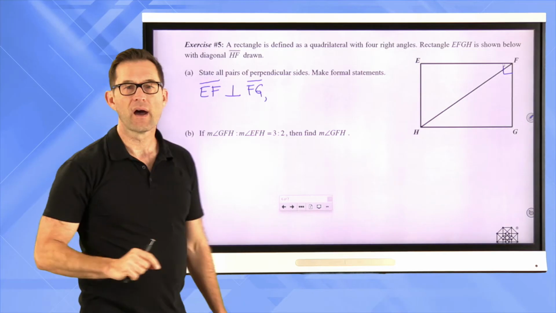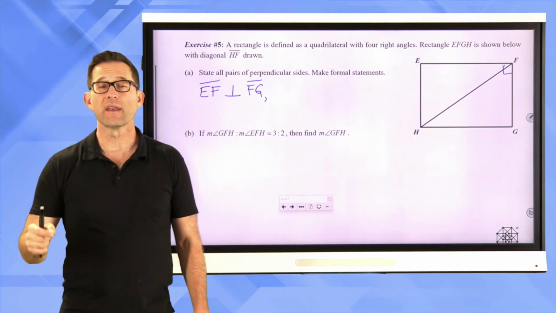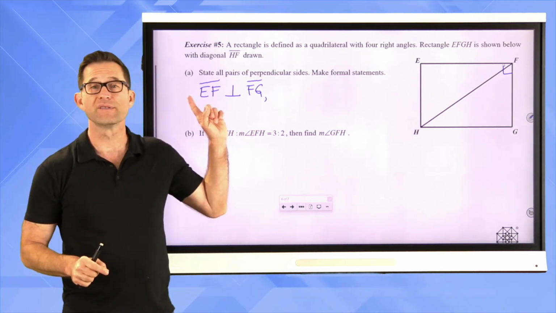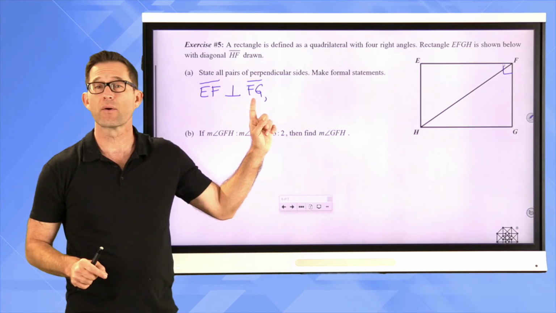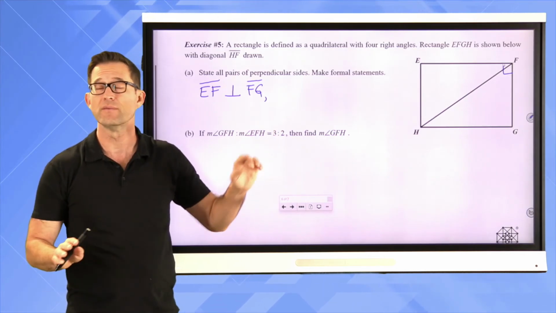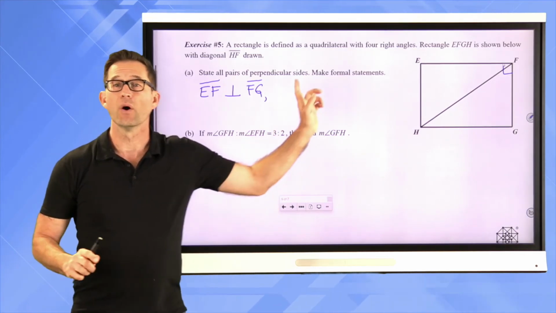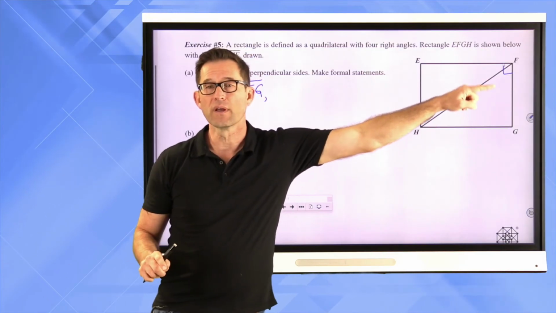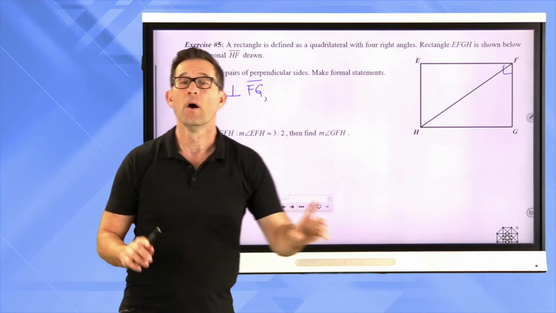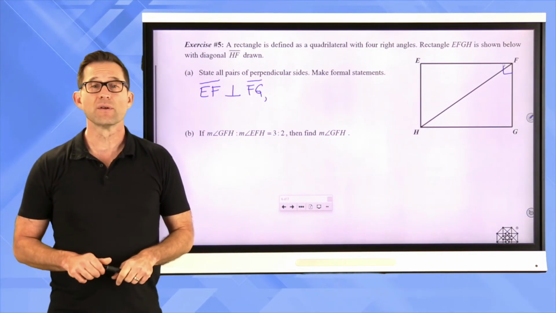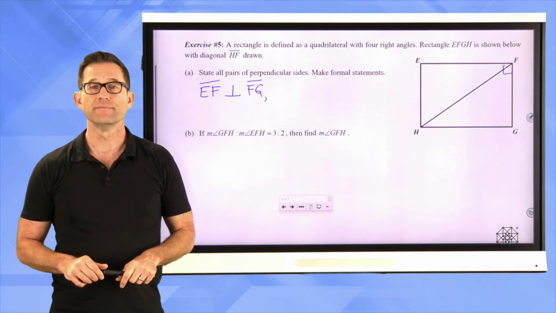Now, if you're wondering, and I feel like I should emphasize this again and again, it doesn't matter whether I call this EF or FE. It doesn't matter whether I call this FG or GF. They're the same segment. So EF is perpendicular to FG. Go ahead and write down 3 additional statements about perpendicularity.